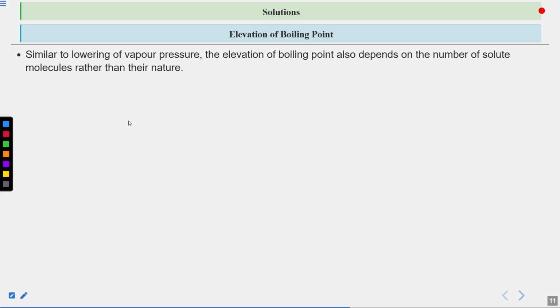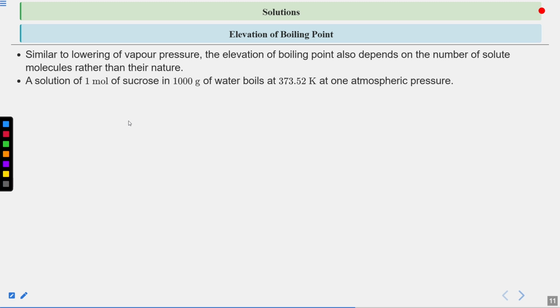Now, similar to the lowering of the vapor pressure, the elevation of boiling point is also dependent upon the number of solute particles. So, we can call it a colligative property. It doesn't matter whether we are adding sucrose or any other non-volatile particle, the water will now boil at 373.52 Kelvin at 1 atmospheric pressure. So, the pressure is important here because we have to reach this bar.